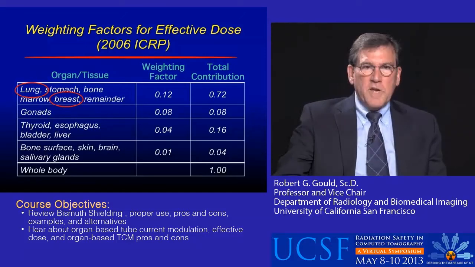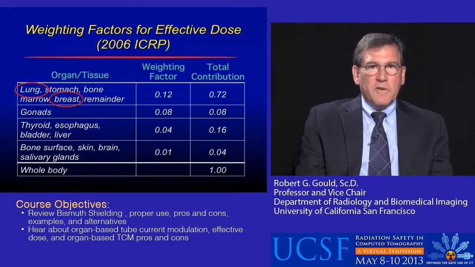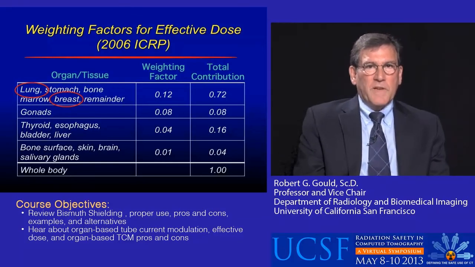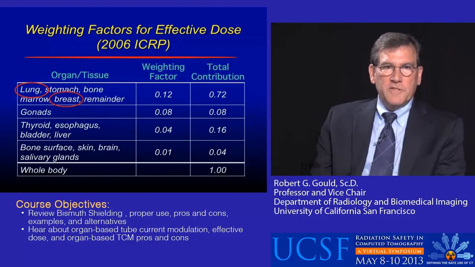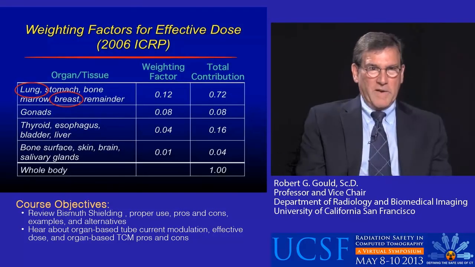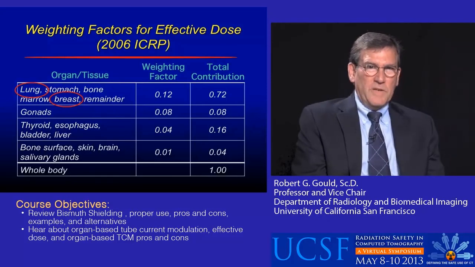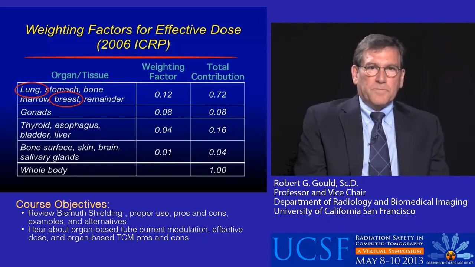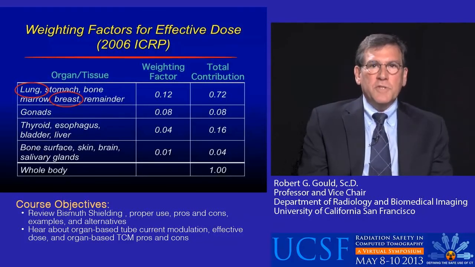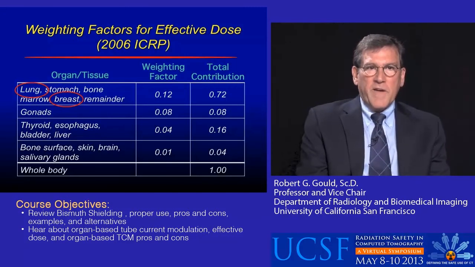So I want to look at this carefully. And here's the breast with a weighting factor of 0.12. In fact, this was a change between earlier ICRP numbers and the 2006. This was the biggest change. The breast went from a weighting factor of 0.05 to 0.12. A very significant increase. So that is one of the reasons why you would like to reduce the dose to the breast, because it does have a significant weighting factor.